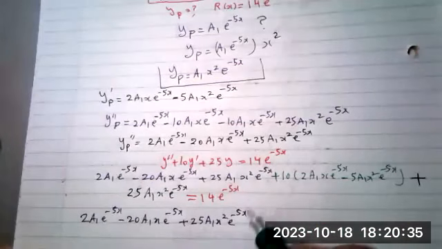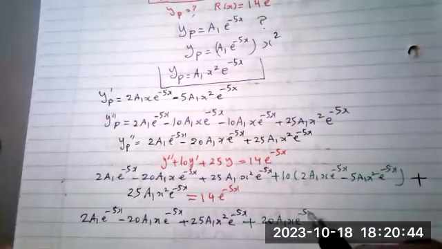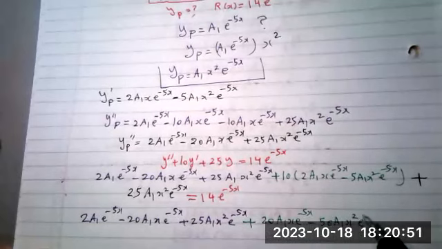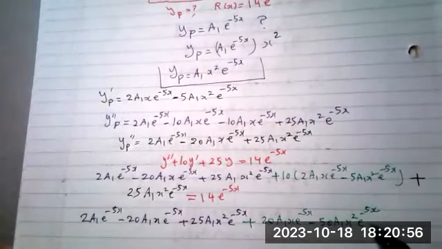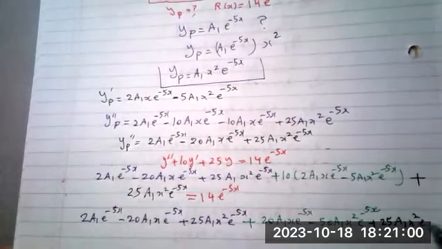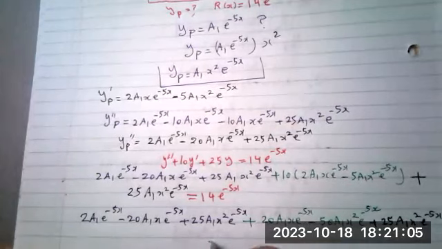Now start multiplying the 10 inside. So that gives you plus 20 a1 x e to the negative 5x minus 50 a1 x squared e to the negative 5x, and plus 25 a1 x squared e to the negative 5x. And this is equal to 14 e to the negative 5x.